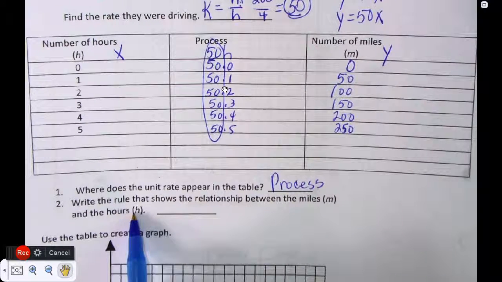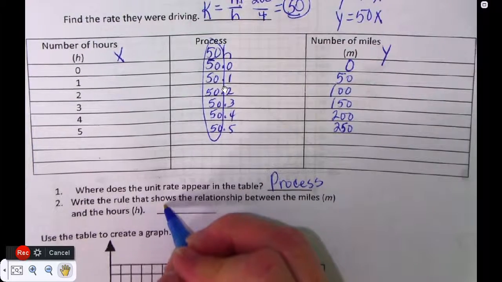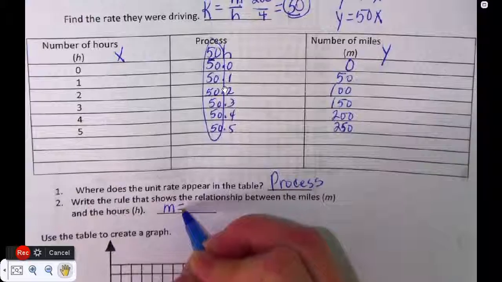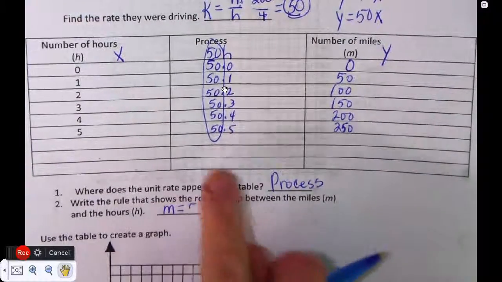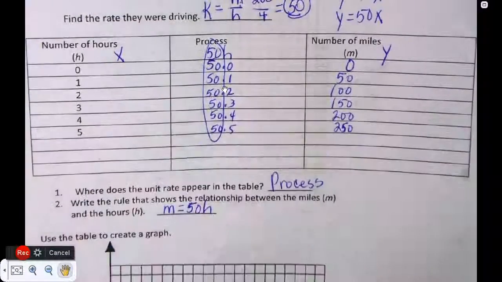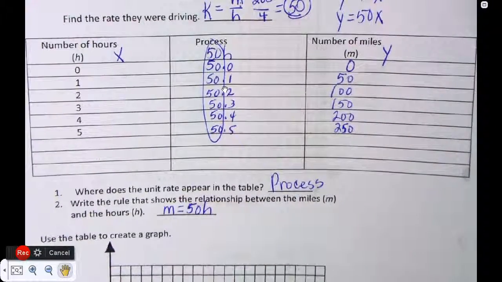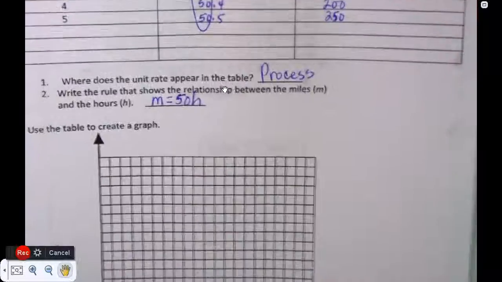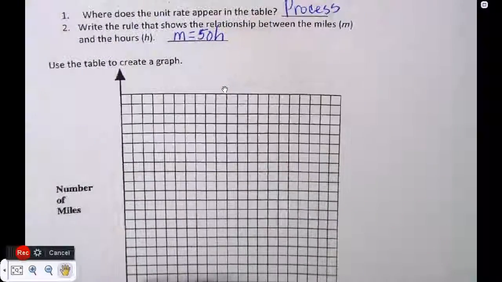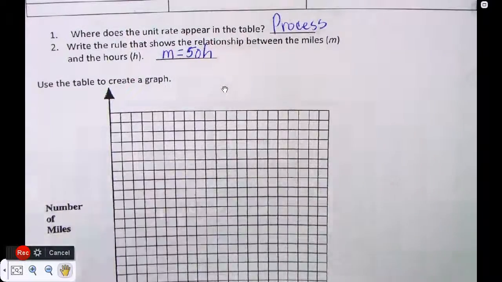Now, how are we going to write the rule? What did we do to get the y, the M? What did we multiply by? Now, what did we do every time? We multiplied 50 times H. Good job. Okay, now what we need to do is go graph it.